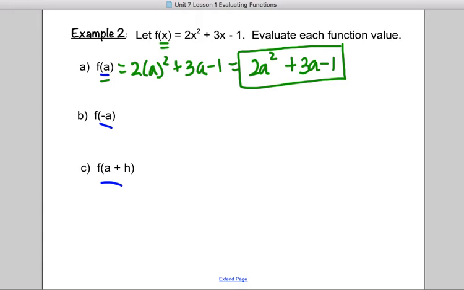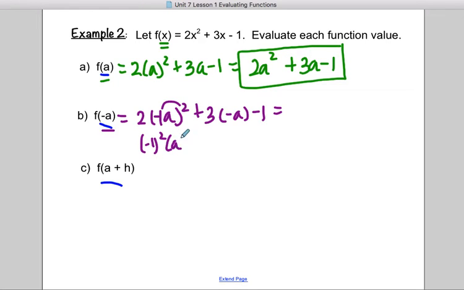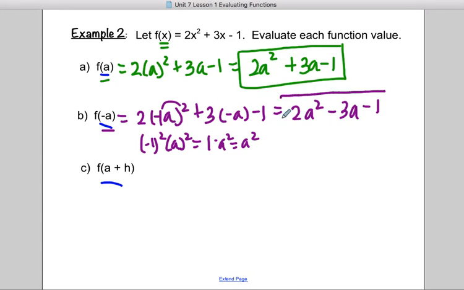The next one, I'm going to go ahead and plug in negative a. So I'll have 2 parentheses negative a squared plus 3 times negative a minus 1. When I simplify this, it's really a negative 1 and an a. If I square a negative 1, I will get positive 1. So this is really going to be positive a squared. Okay, so it'd be negative 1 squared and a squared. This is positive 1 times a squared, which will just leave me with a squared. Then take it times 2. So this will be 2a squared, and then 3 times negative a, negative 3a minus 1.